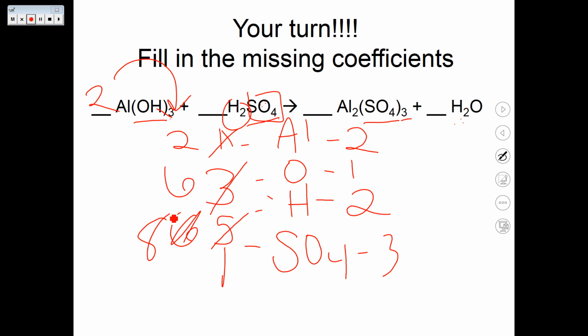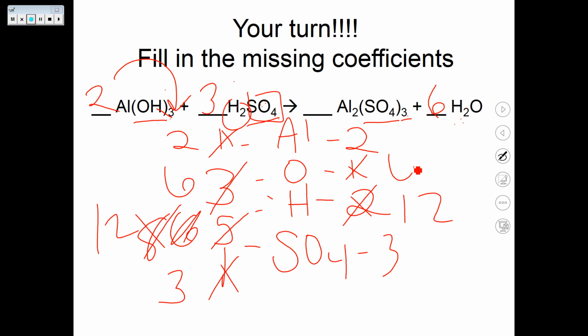Let's balance the SO4s next. So I have 3 over here, 1 over here. Let me put a 3 here. So that'll balance that. And then it changes my hydrogens to 6 from here plus 6 from here, which changes that to 12. Okay, so then I need to go to my product side and balance my H2Os. If I put a 6 here, that gives me 12 hydrogens and 6 oxygens, and I'm good to go. Okay, so that is a more challenging one.